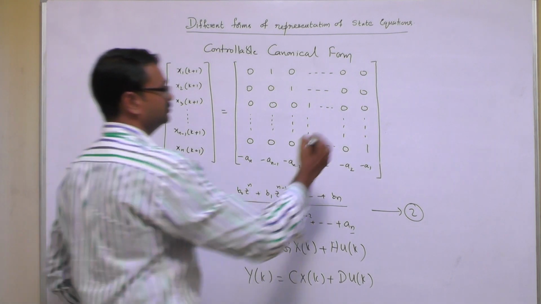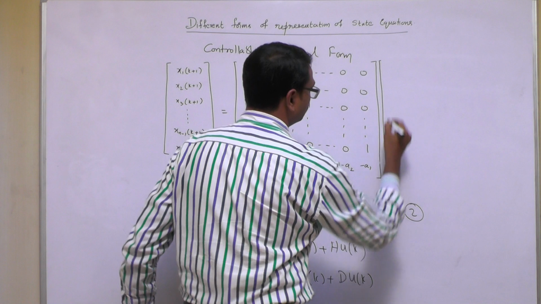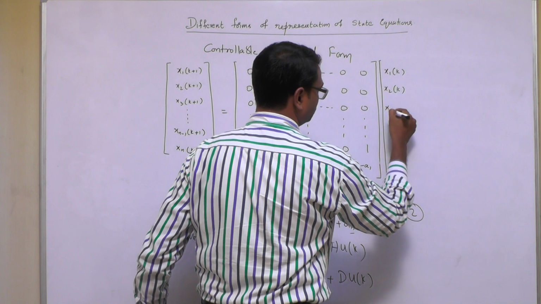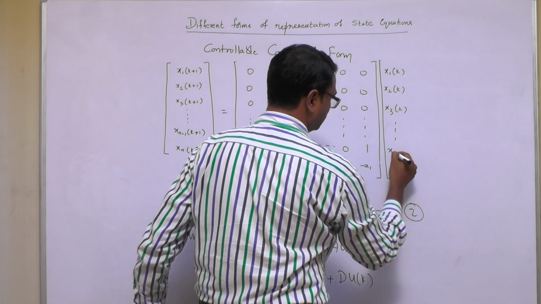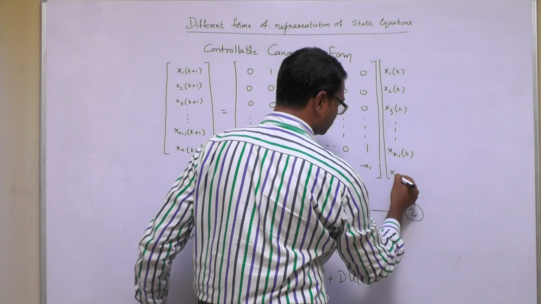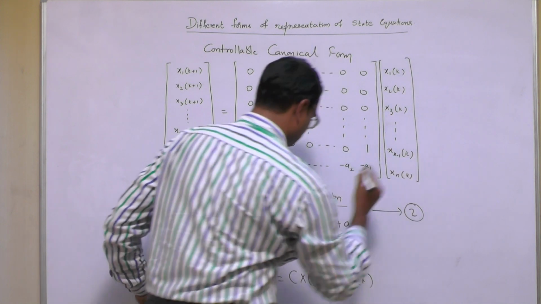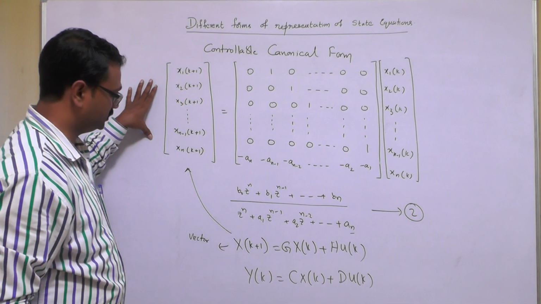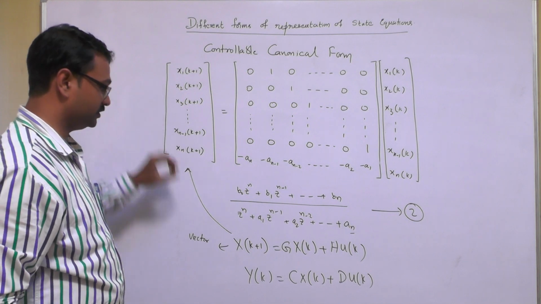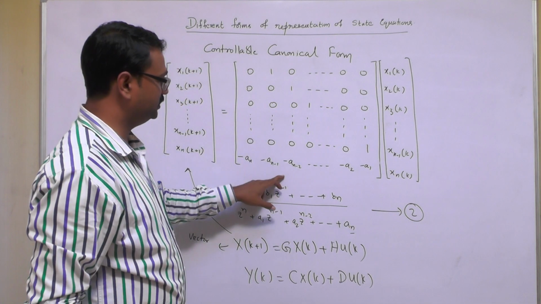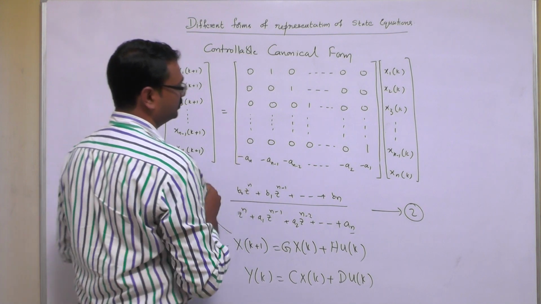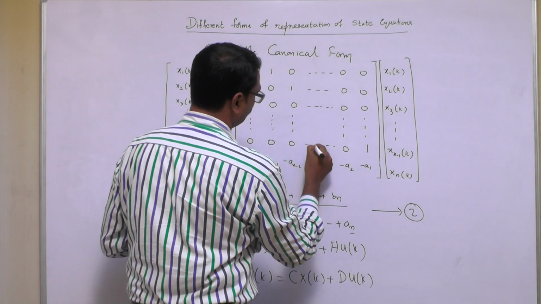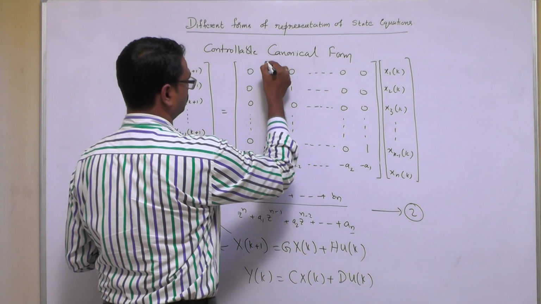Okay. So this is our system matrix A. The entire matrix you can go with x1 of k, x2 of k, x3 of k, xn minus 1 of k, xn of k. So this x of k plus 1 is the state vector, the difference equation of the state vector. Matrix G is this, which you can see from this diagram.